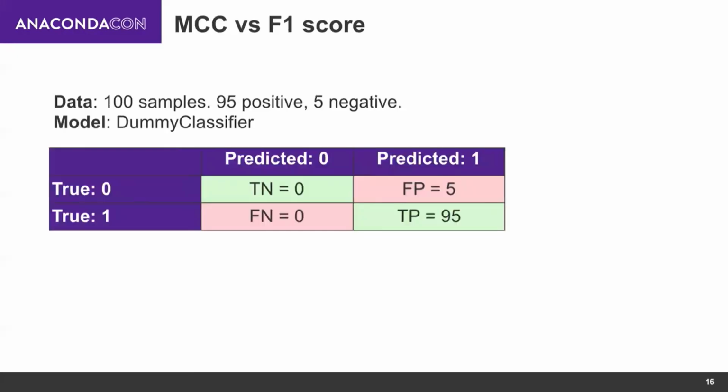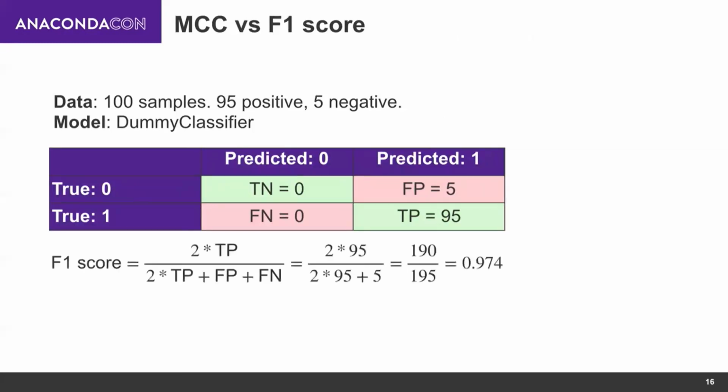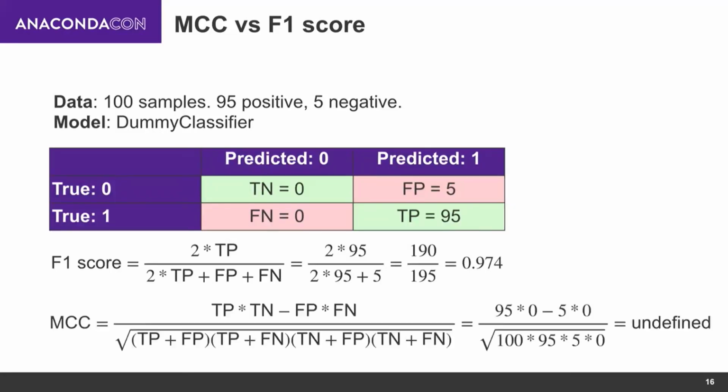So let's say we have this data. We have 100 samples, 95 of them are positive, 5 are negative. And we're just going to use a dummy classifier, so we get 95% accuracy on this. Now we're going to calculate F1 score, and it's going to be even better than accuracy. It's going to be 0.97. And then MCC is going to be undefined. Scikit-learn is going to return 0 and give you a huge red warning because you're dividing by 0.